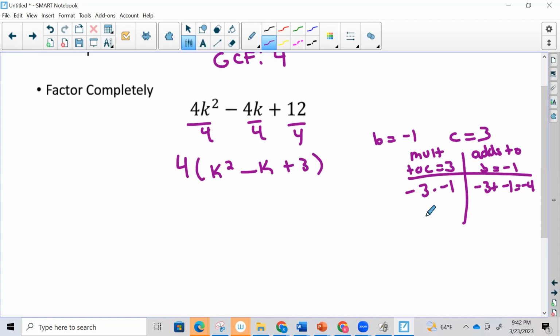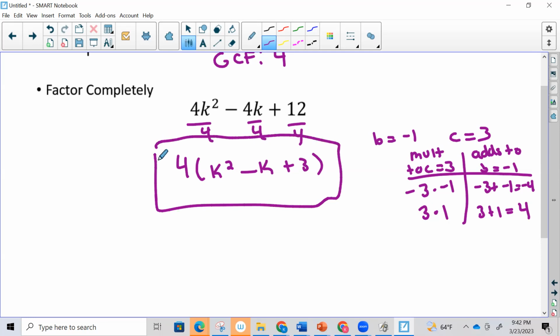And then the only other thing that's 3 is 3 times 1, which most of you might realize is not going to work either. And those are my only factors. So this part does not factor. Now, this is not prime. This is your answer. Okay, don't write prime because we were able to factor it. We were able to use the GCF. We just can't factor it anymore. Okay, so that is factoring trinomials.